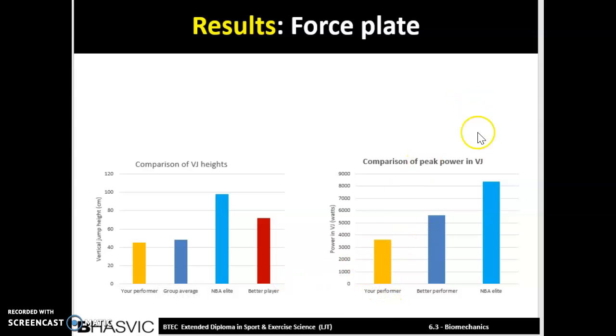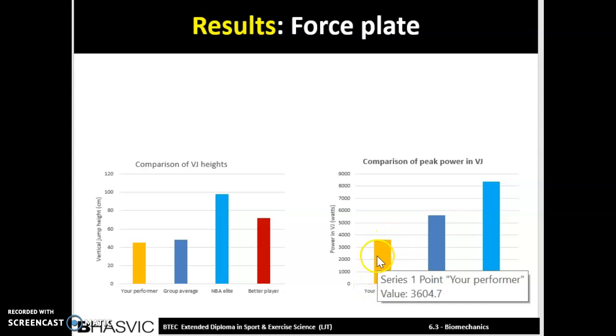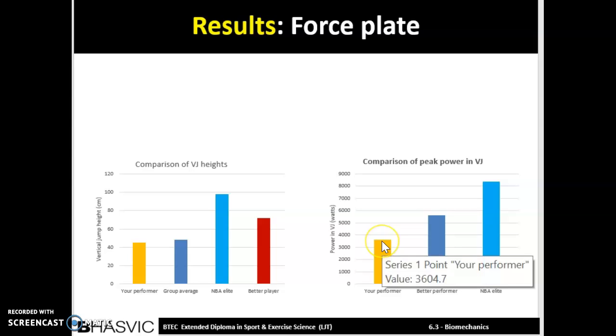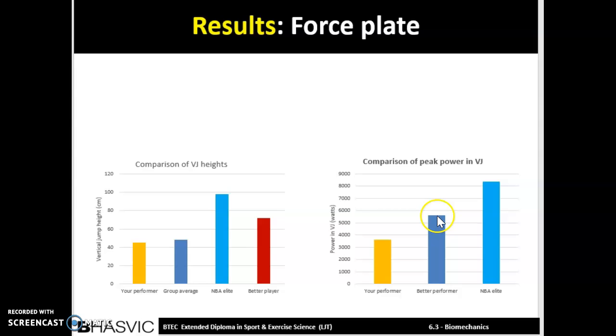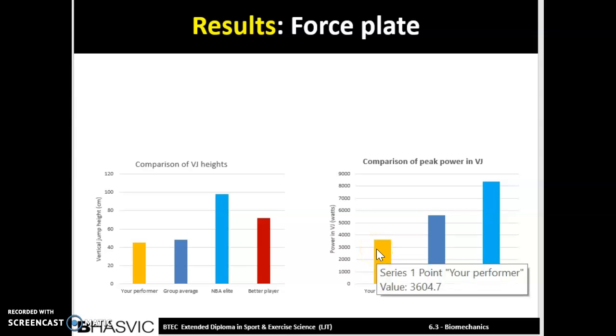And then similarly, their peak power during the vertical jump. Obviously, my performer is approximately 3,500 watts, nowhere near the better performer of approximately 5,500 watts, and then the NBA elite athletes at approximately 8,200 watts of power, something like that. And my performer would potentially need to work on this, but this would all be further analysed in the 6.4 assignment.